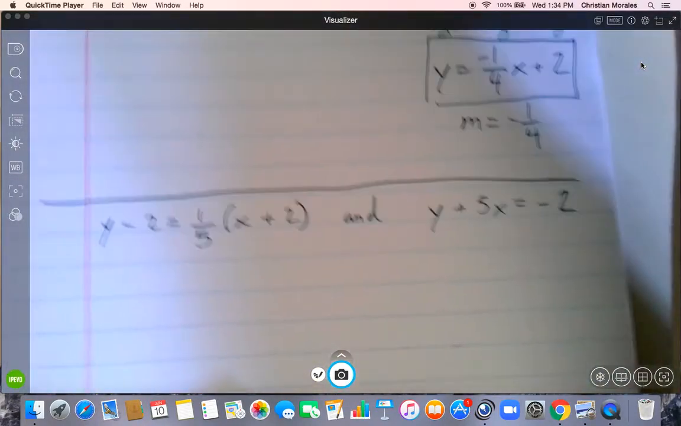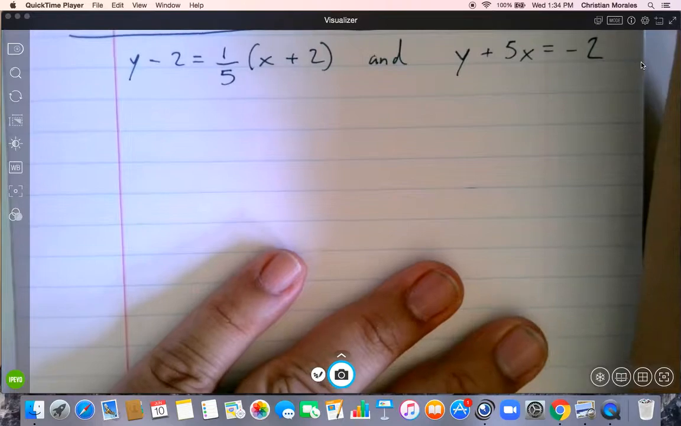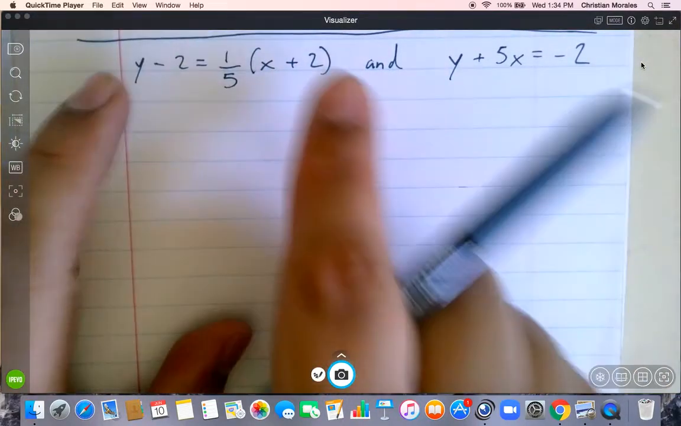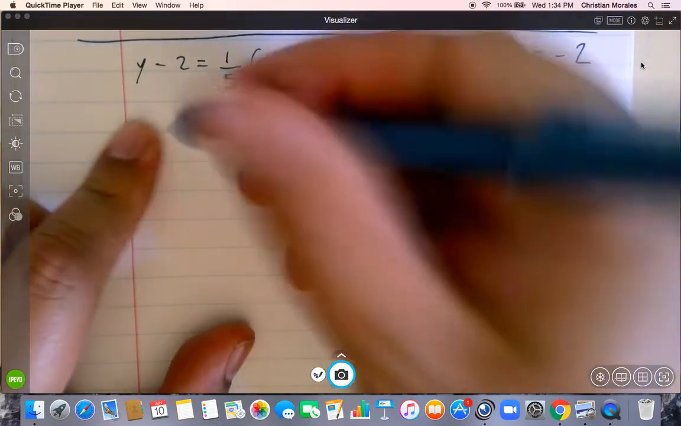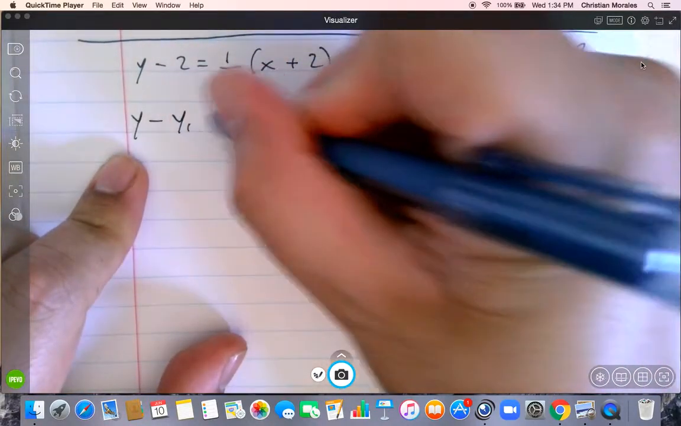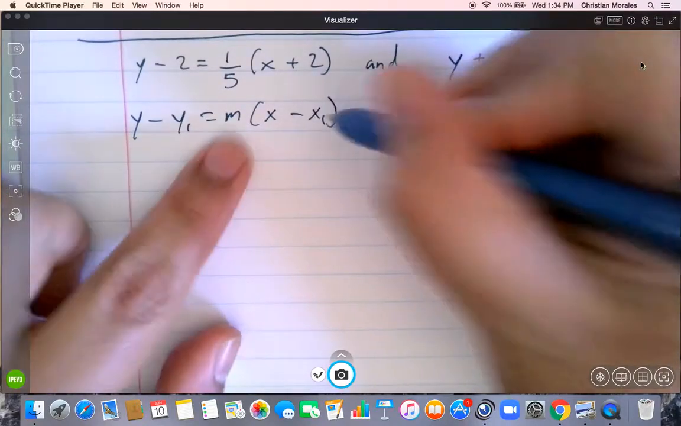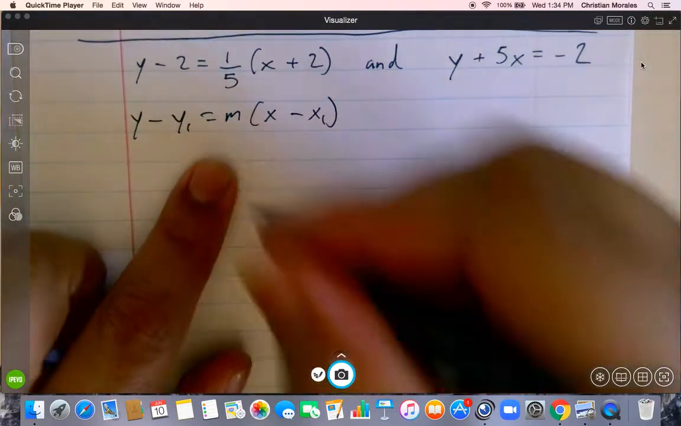Let's do one more like this. What if they're both not written in that format? So what if you have one in point slope? What if you have one in standard form? Well, the good news is in point slope, remember the equation. You still have slope. What's your slope?